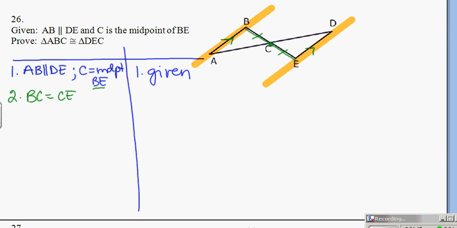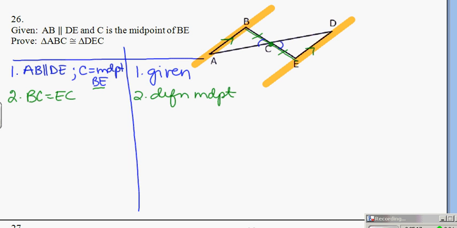I should say EC, excuse me, by definition of midpoint. Now there are actually 3 ways to prove this proof. I can prove it by angle, side, angle, and I can prove it 2 different ways by angle, angle, side. I'm going to go ahead and use angle, side, angle, but if you check the key, I made the notes about how to do it the other ways.